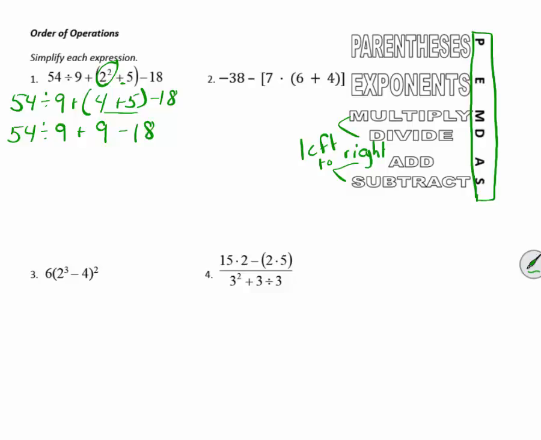Now I have to look for any multiplying or dividing. I have dividing right here, so this is going to be my next step. 54 divided by 9 is 6. And I'm copying everything else down. Then we do our adding or subtracting and we go from left to right. So 6 plus 9 gets done first. That's 15. And then 15 minus 18 is negative 3.